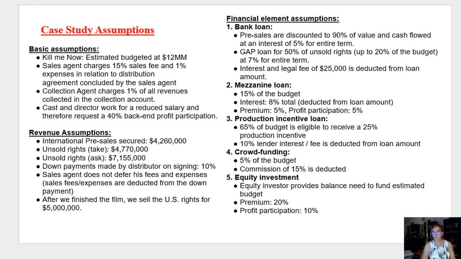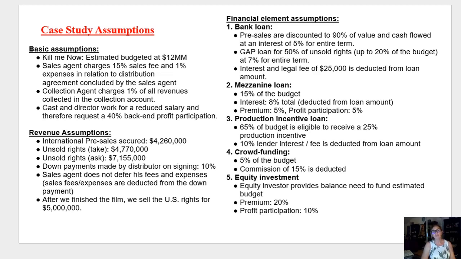Our revenue assumptions include the fact that we have pre-sold some rights for our movie and received pre-sales of $4,260,000 through that. And we have unsold rights available at this point for $4,770,000 on the take level, and that's the only level we're going to be focusing on for this case study.